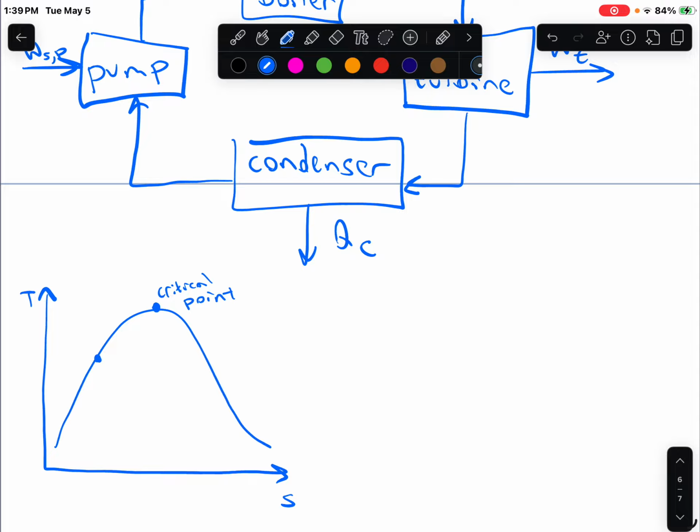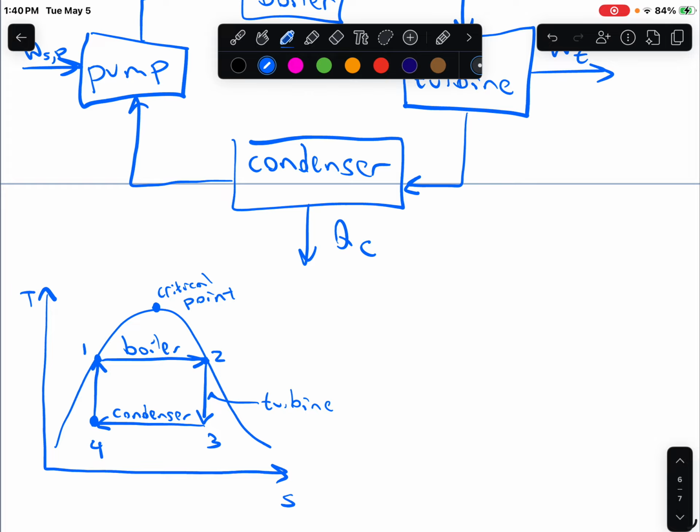And state 1 is a saturated liquid. The boiler takes us to saturated vapor. The turbine operates at constant entropy to produce something that is mostly vapor. And the condenser takes us to state 4, mostly liquid, and then we go back to state 1.